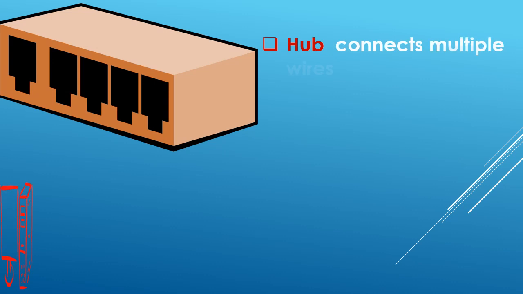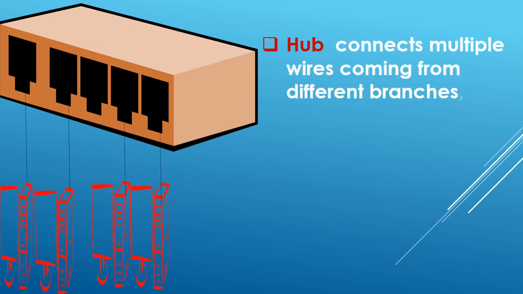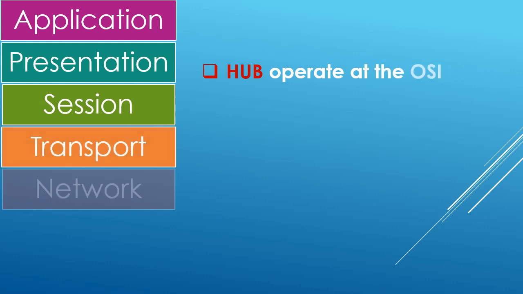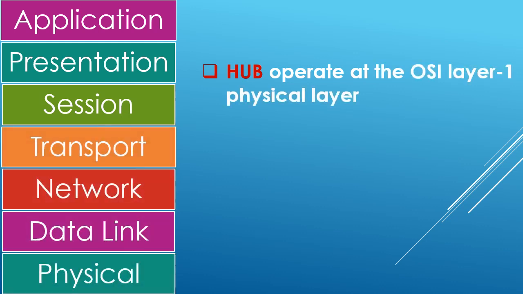A hub connects multiple wires coming from different branches, for example, the connector in a star topology which connects different stations. A hub operates at the OSI Layer-1 physical layer.